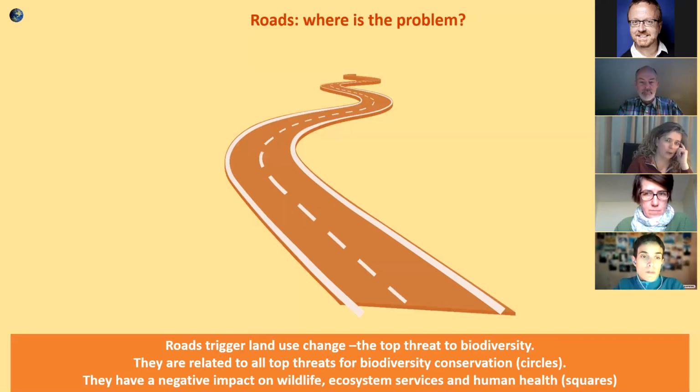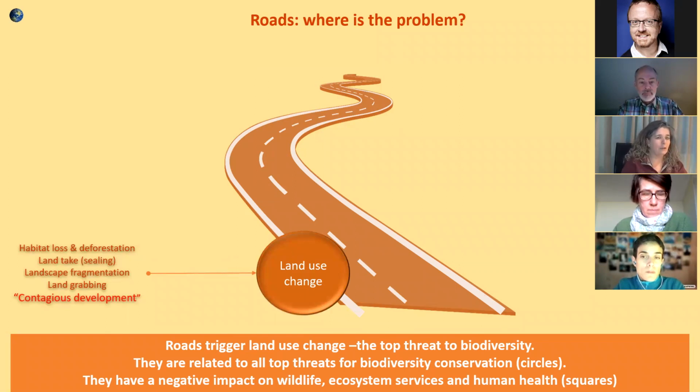So first, what is the problem about roads? We all know that roads are something useful, related to financial development, but in fact, roads trigger land use change. It is the top threat to biodiversity. Habitat loss, deforestation, land take, landscape fragmentation, land grabbing, all these different notions are really related to roads and land use change. What is really of pivotal importance is contiguous development. That means that after the first cut, after the first road penetrating into wilderness, we have a cascade of very negative effects on biodiversity that is very difficult to control.